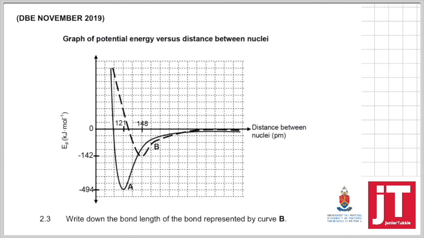This gives you the 3 marks that you can obtain in question 2.2. We now move on to the last question contained in this video, which says, write down the bond length of the bond represented by curve B. Analyzing curve B and reading up to the x-axis, we find that the bond length is 148. But remember, bond length has a unit of measurement. In this case, the bond length is measured in picometers. Writing down the correct magnitude with its unit, we obtain the final mark in this video, and we finish off the last question contained in this video.